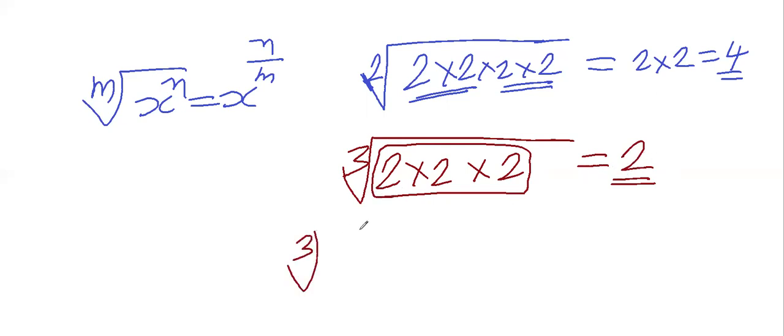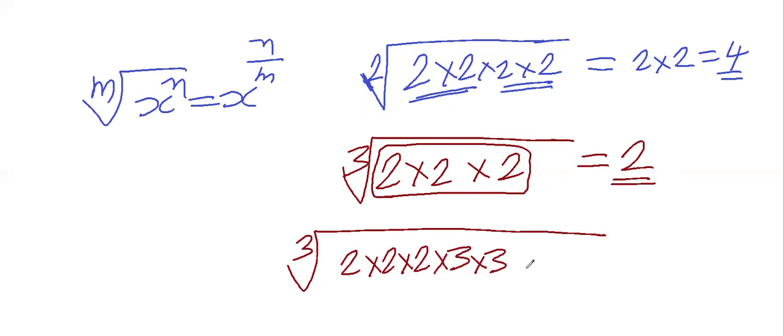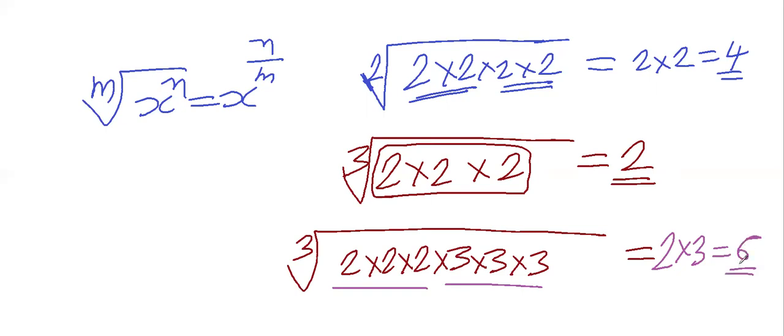So if I'm finding triplets of 2 into 2 into 2, then 3 into 3 into 3, what will be the answer? These are triplets. 3 times 2, 3 times 3. So I will give the answer as 6. This is the meaning of finding the cube roots or finding the square roots. Now let's understand this thing. Here I am going to consider the value of m as 3, the value of n as say 6, and the value of x as say 5. Now let's see what will be the answer.